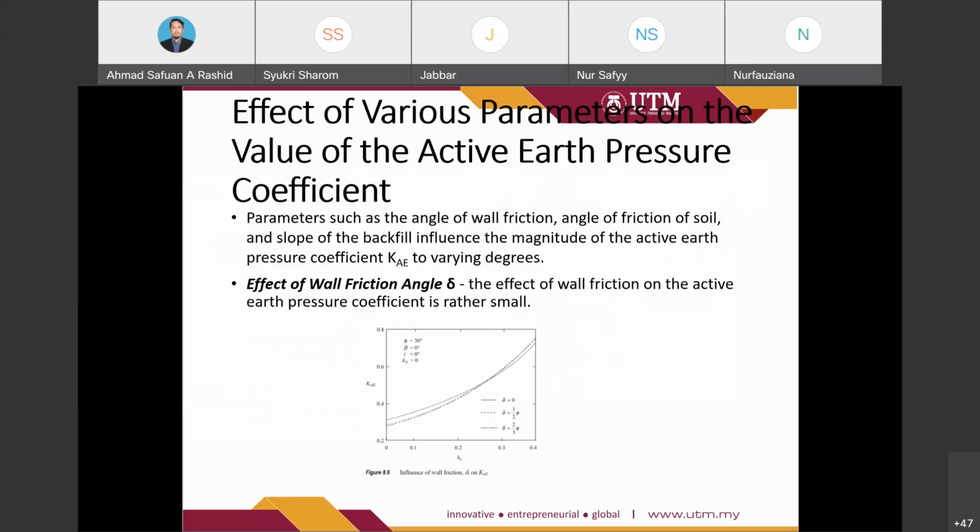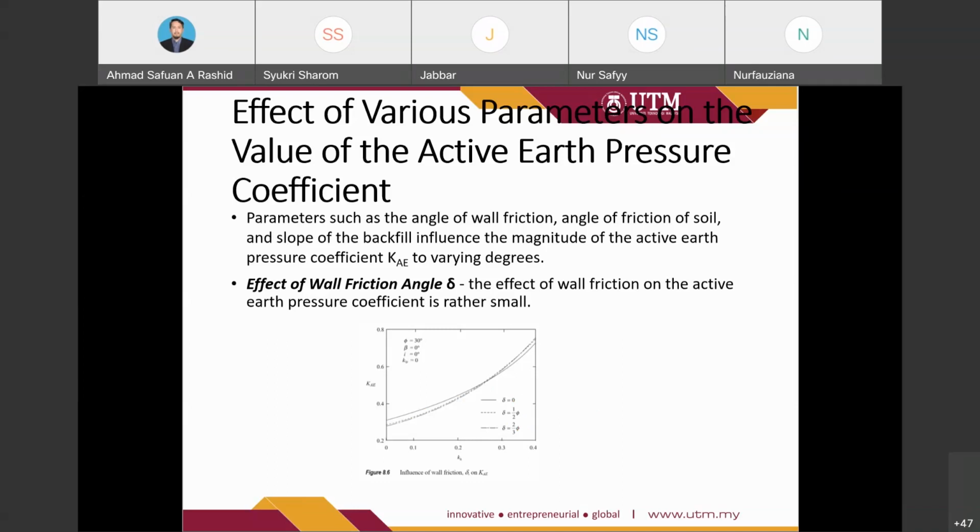So the effect of the various parameters on the value of the active earth pressure coefficient. This is the relation based on the effect of the wall friction angle. The effect of the wall friction angle on the active earth pressure coefficient is rather small. There is only a slight difference if the friction of the wall increases from 0 to the maximum of two-third of phi.